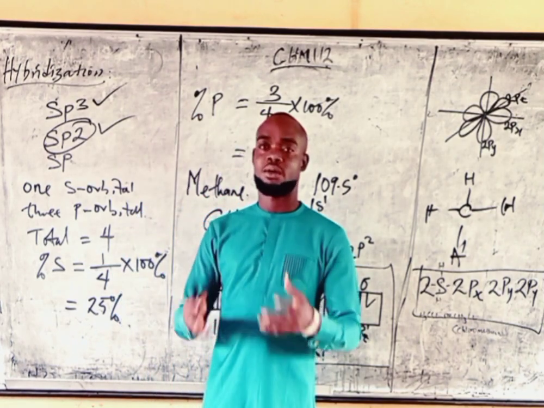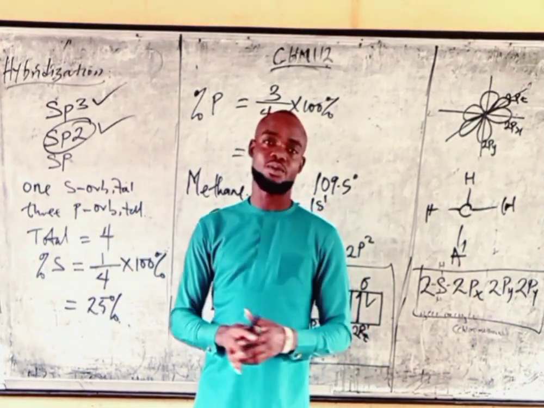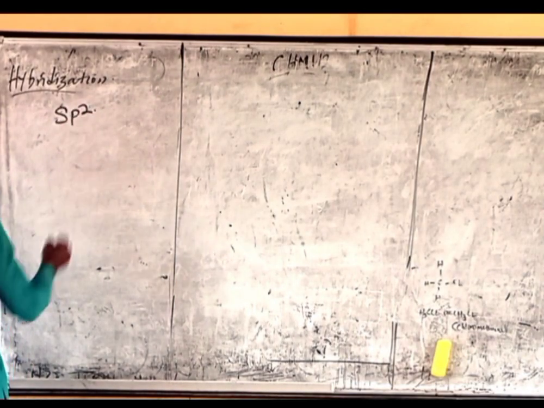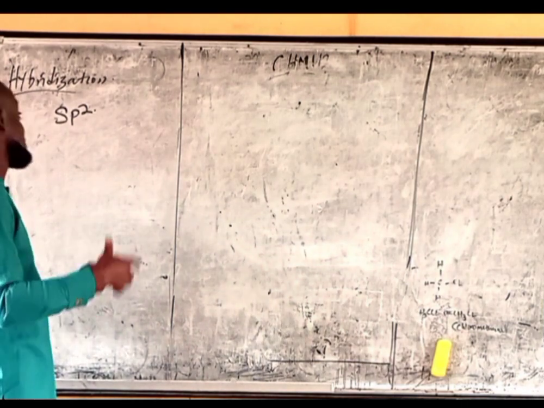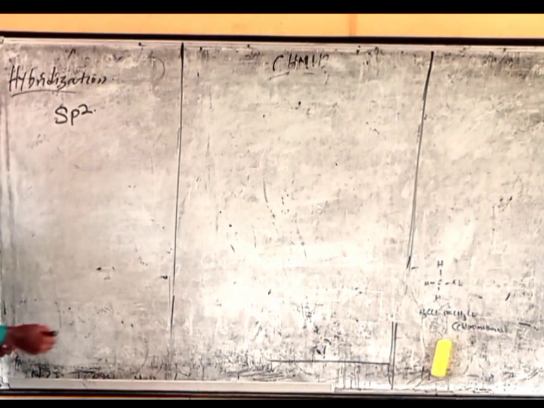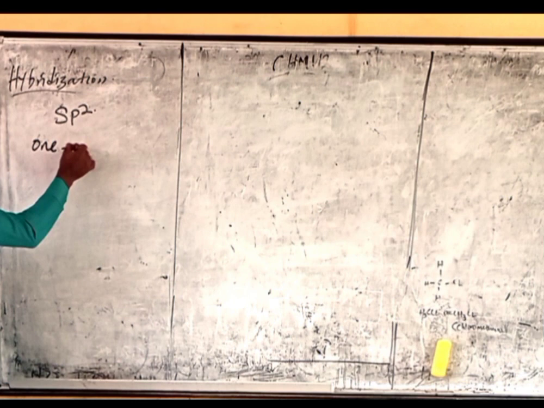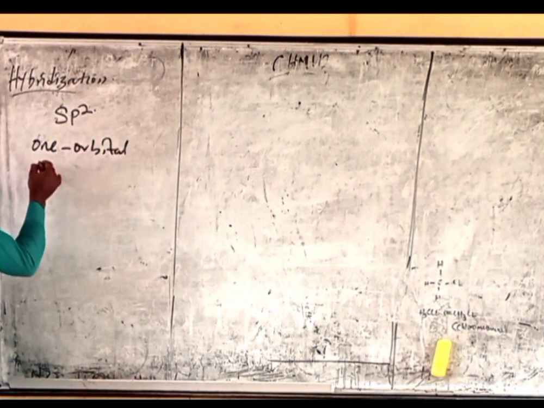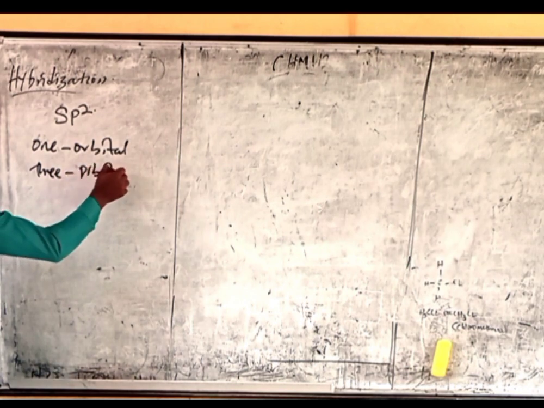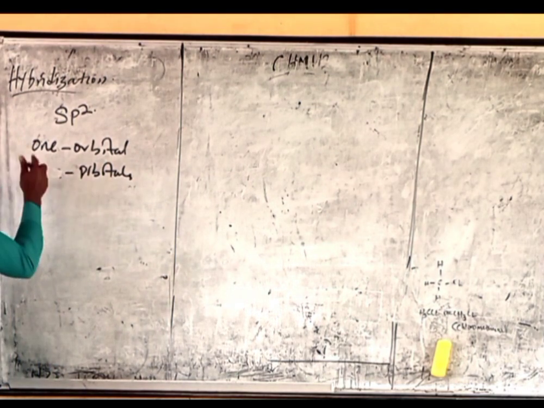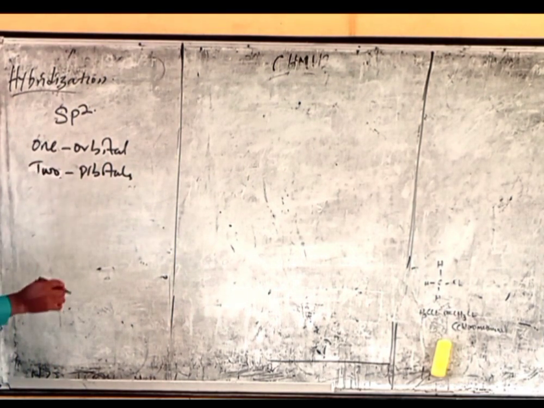So let's go to the next example, which is sp² hybridization. Now there are some characteristics of this. Without any further delay, sp² hybridization is a type of hybridization that has just one s orbital, then we have 2p orbitals. Not 3, just 2p orbitals. So this will be 2, not 3.